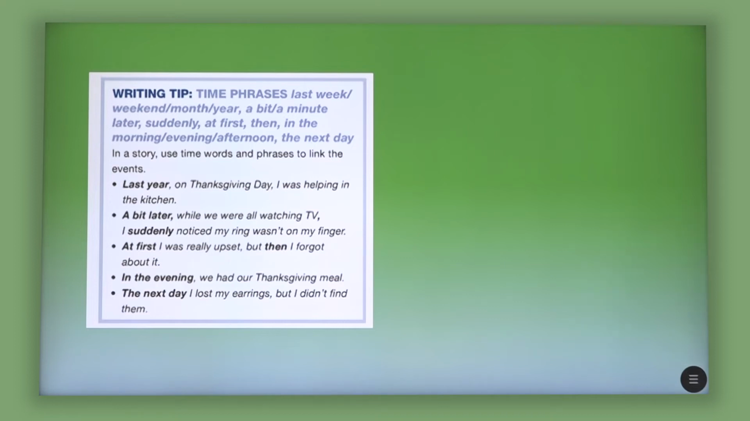Last year, for example, on Thanksgiving Day, I was helping in the kitchen. Or a bit later, while we were all watching TV, I suddenly noticed my ring wasn't on my finger. Or at first I was really upset, but then I forgot about it. In the evening, we had our Thanksgiving meal, and the next day I lost my earrings, but I didn't find them. So this is about the story that we read at first.